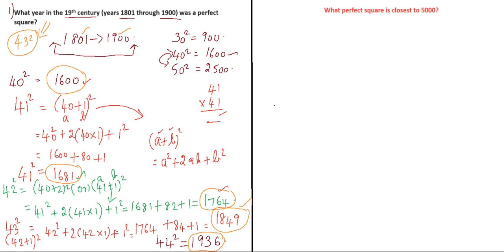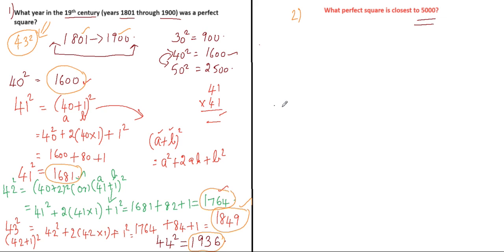Now let's try the second one. I hope with the idea given with the first question, you can try the second one. You can guess it. What perfect square is closest to 5000? It's even simpler when compared to the first one. So your maximum limit they have given you is 5000.